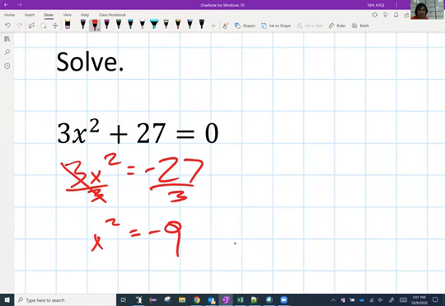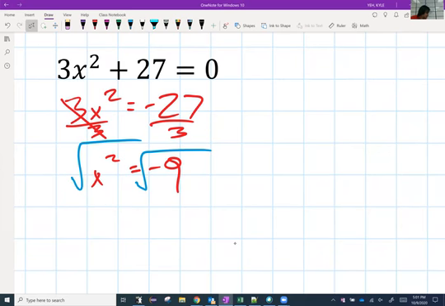And here's where the light bulb might be going off. Before today, we would have been sunk. We said, we can't take the square root of a negative. There's no such thing. We know better now. Square root of x squared is x. Square root of negative 9 is plus or minus 3i. And how did I get that so quickly?